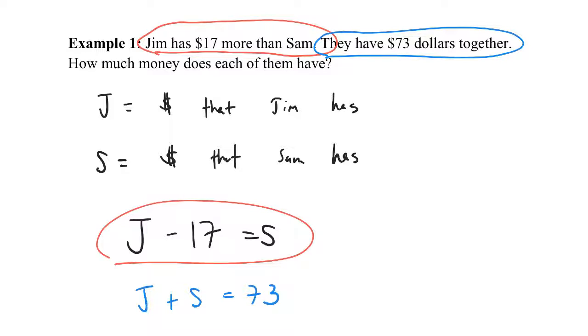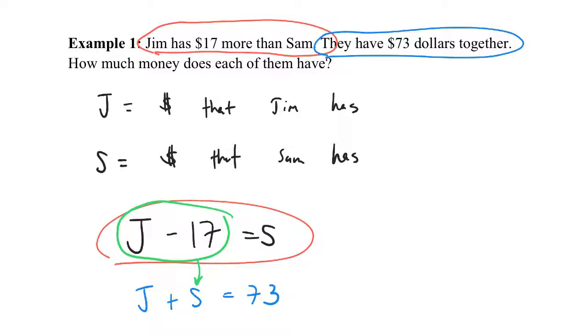It's a system. When we have a system, we should use substitution or elimination. Now, because of the way it's set up, I would use substitution, personally, because S is already solved for. So I would take this expression, which is equivalent to S, and substitute it in for S in the second equation. But again, if you wrote J equals S plus 17, then take S plus 17 and substitute it in for J. You'll get the same answer, right?